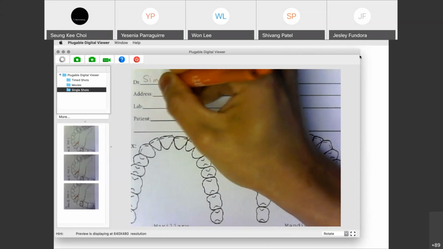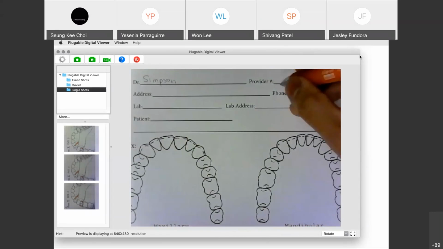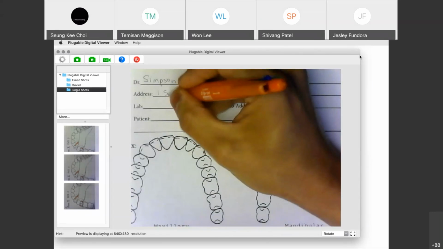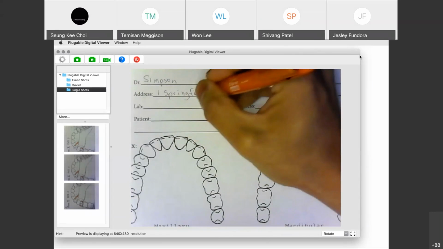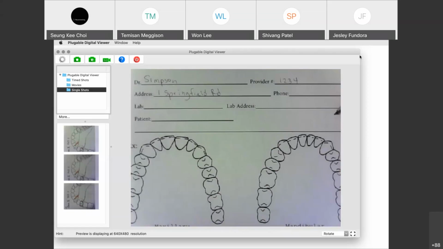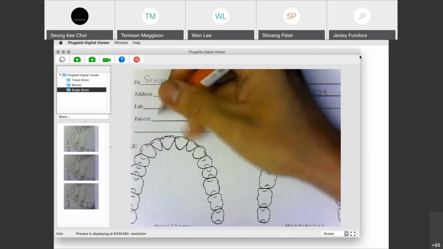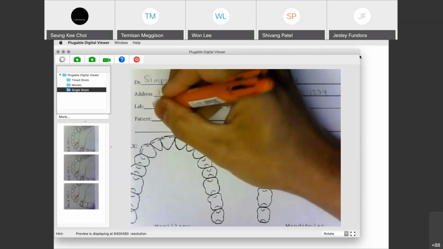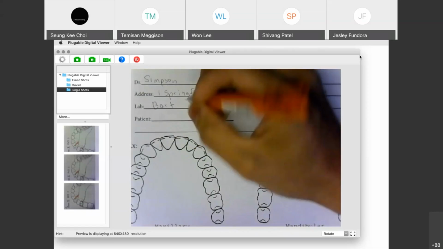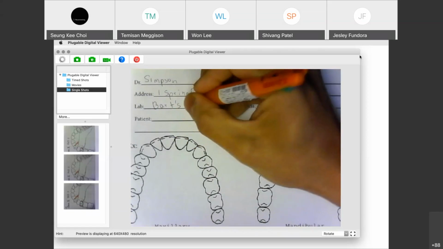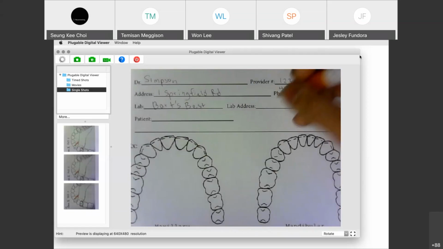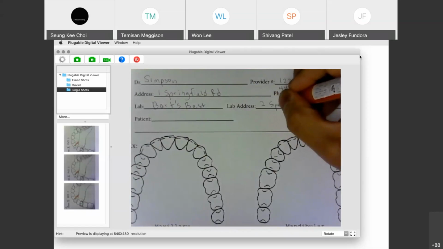Dr. Simpson, provider number, something easy like that. 1 Springfield Road. Phone number 555-34, area code Baltimore. Lab. I don't know. I'm in the Simpsons family mode. So Bart Best Dental Lab. Lab address next door, Springfield Road.